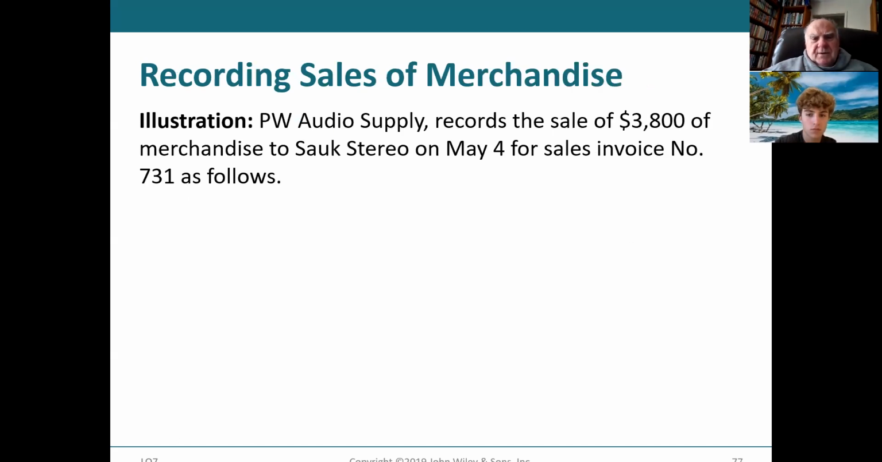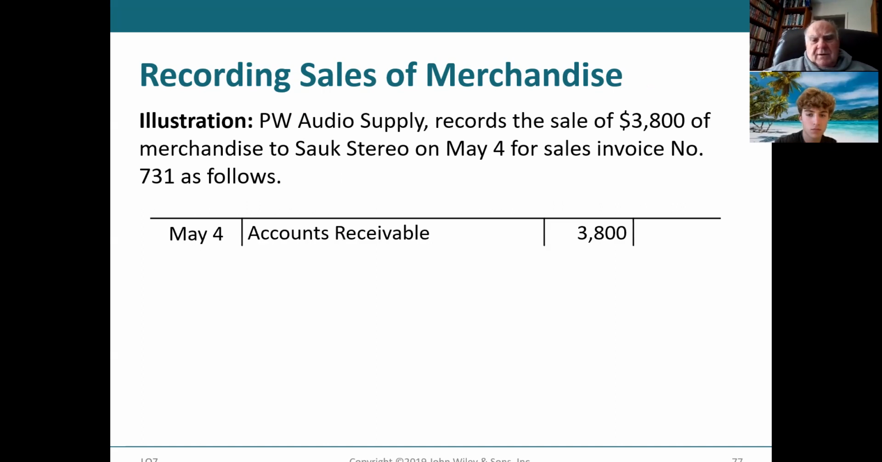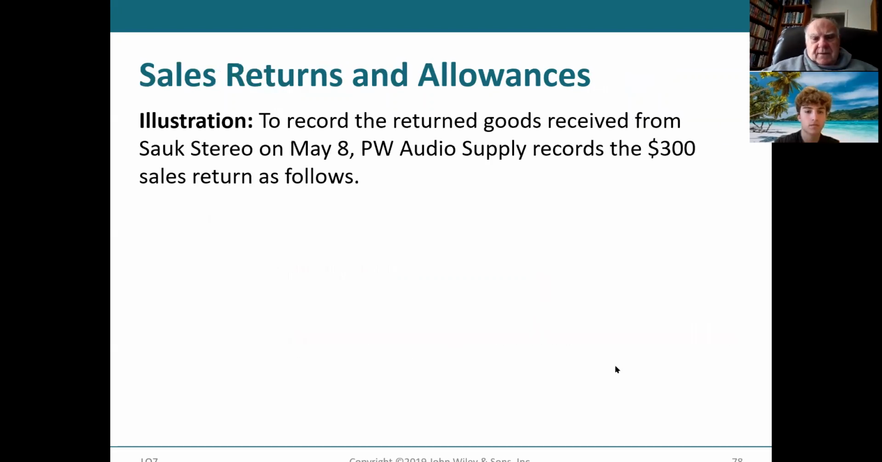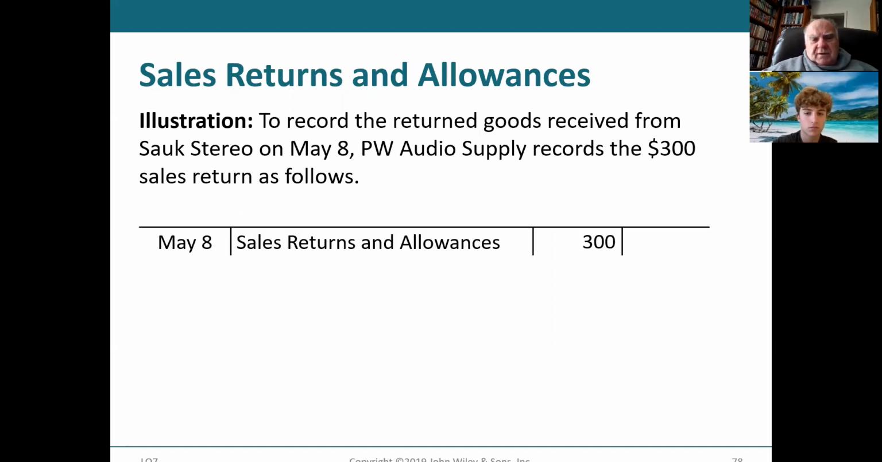Went over that earlier. Audio records the sale of 3,800 to Salk Radio. Simple. Accounts receivable, sales revenue, and you notice there is no entry recorded for cost of goods sold under a periodic system. To record the return of the goods, the $300 sales return, we're going to debit sales returns and allowances and credit accounts receivable. Okay.